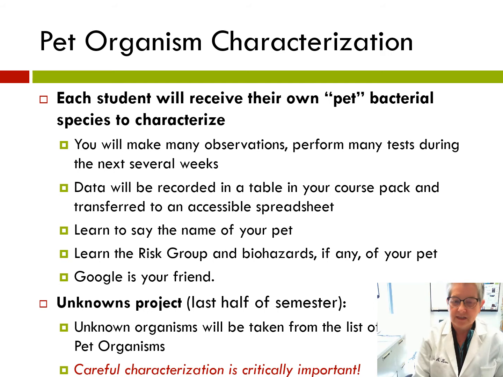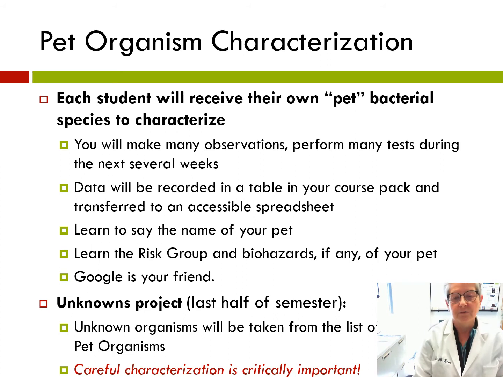You should learn to say the name of your pet. Jack, you have Staphylococcus aureus, or otherwise known as Staph aureus. Olivia, you have Klebsiella pneumoniae. Ben, yours is Escherichia coli, or commonly known as E. coli. And Yijin, you have Pseudomonas aeruginosa. So get to know the names of your pets.